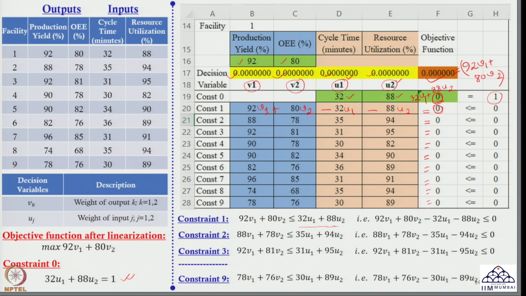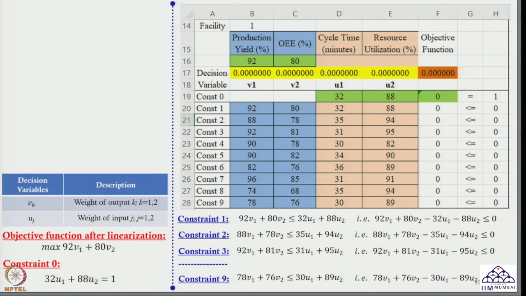What is this? This is nothing but this value. What is constraint 2? This is nothing but this formula. What is constraint 3? Constraint 3 is nothing but this formula. That is how formulas are entered. Once you go to the Excel solver, we will show you how to do this calculation over there. Now all the cells have formulas, as we have shown to you.